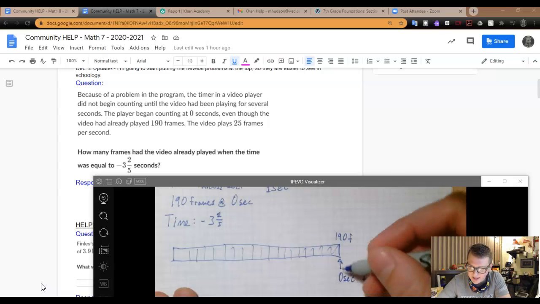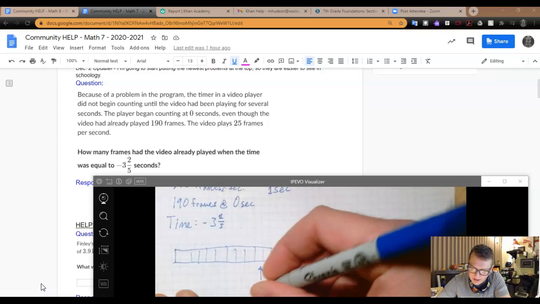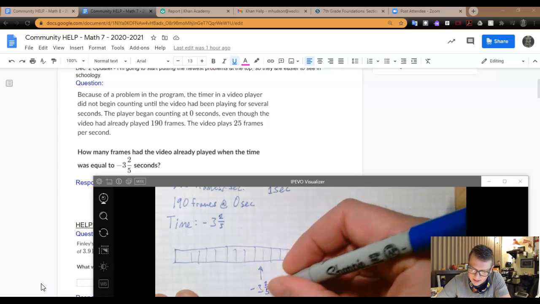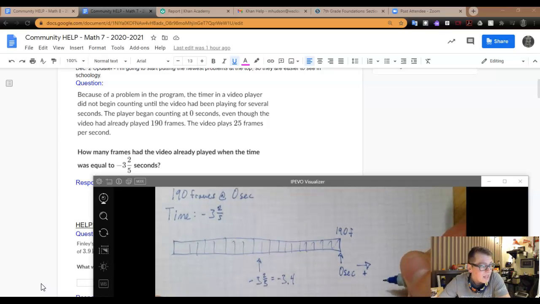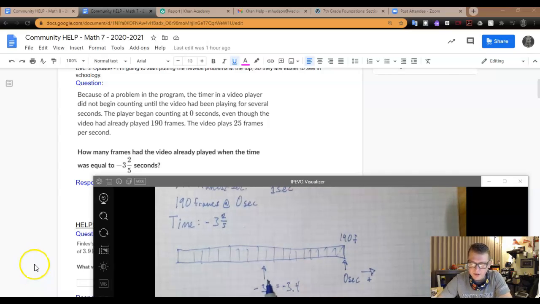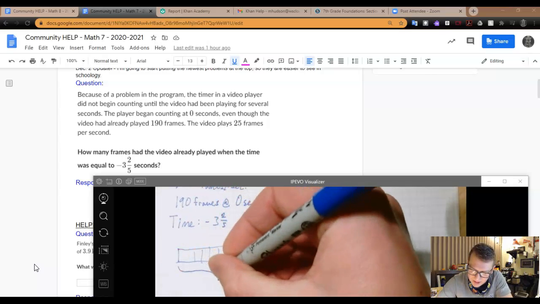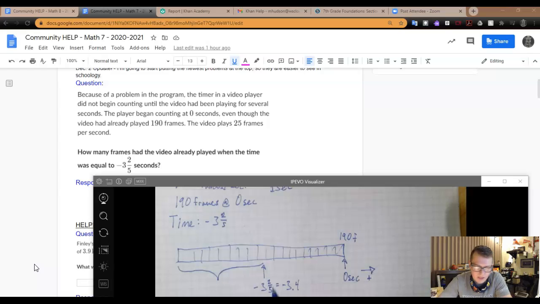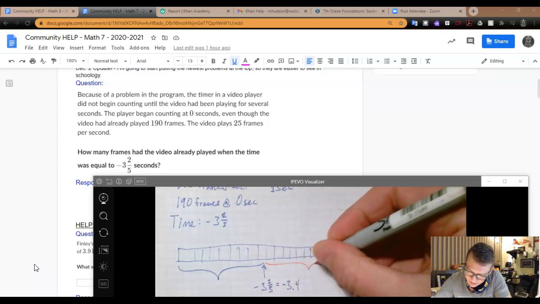What they're asking us is when the timer was at negative 3 2/5, which we could say is negative 3.4 if we wanted to convert that over to a decimal, how many frames had already played? Well, assuming that we don't get all the way back to the beginning of the frames, there will be some amount of frames right here that have already played even at negative 3 2/5 or 3.4 seconds behind when the counter started.